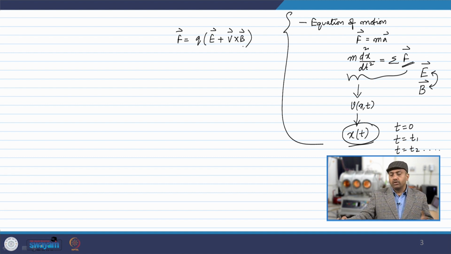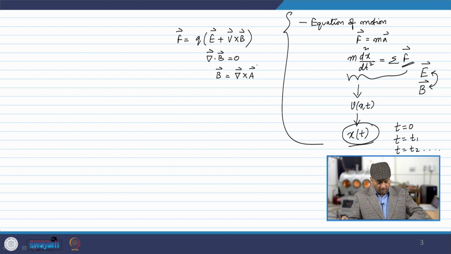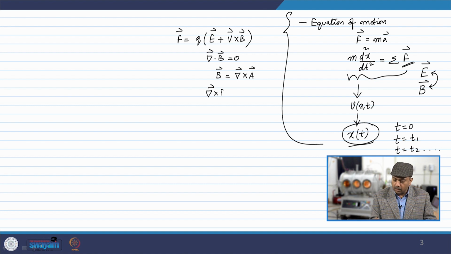So, if you recall your earlier courses on electrodynamics or maybe Maxwell equations directly, we know that del dot B equals 0, right. So, the magnetic field B can be written as del cross A. What is A? A is the vector potential. We know that del cross E is minus dou B by dou t.